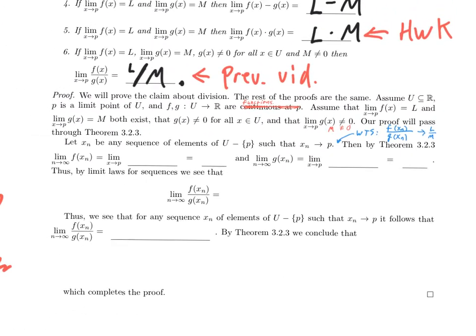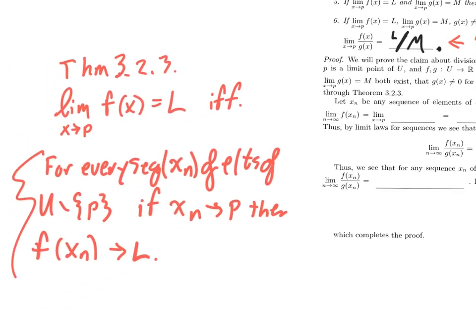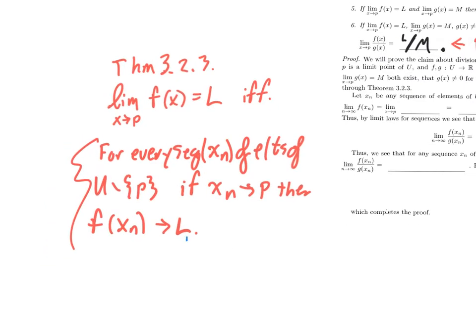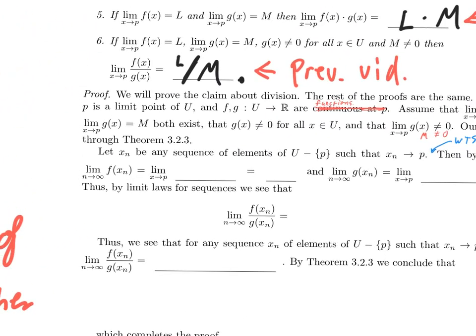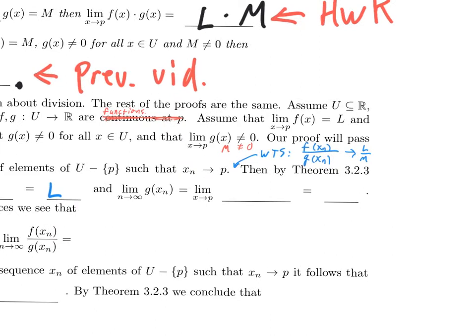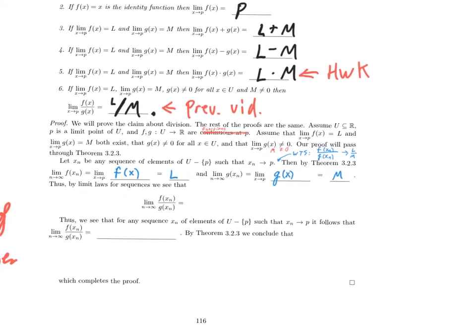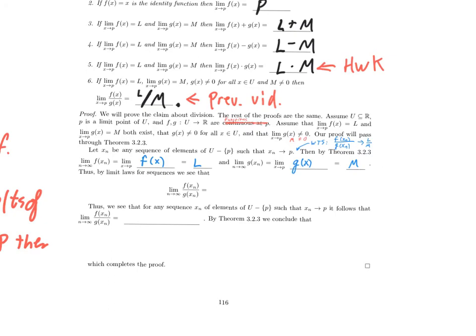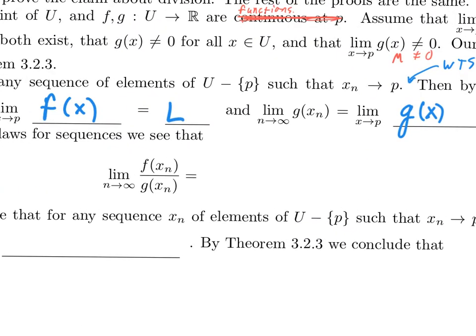Now, I can also use theorem 3.2.3 on f and g. I know that the limit as n goes to infinity of f of x_n should be equal to L, because that should be the same thing as the limit as x approaches p of f of x, which is L. Similarly, the limit as n goes to infinity of g of x_n should be the same thing as the limit as x approaches p of g of x, which is m. Oh, wait, but I have a limit law for sequences. That means that the limit as n goes to infinity of f of x_n divided by g of x_n should be L divided by m.